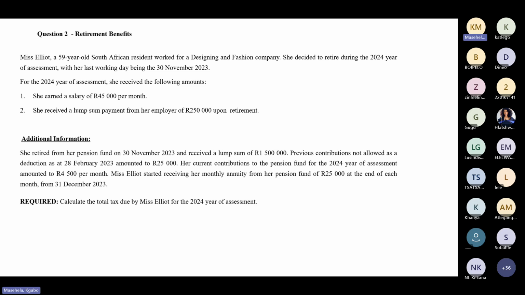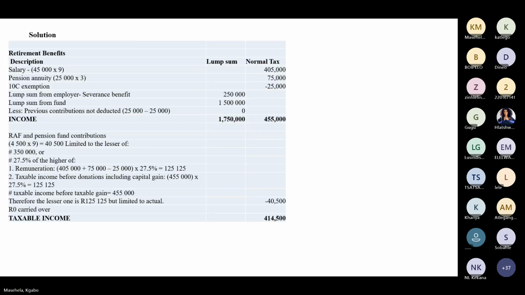Calculate the total tax due or the total tax liability of Ms. Elliot. Look at this. Salary 45,000 multiplied by 9. It's 9 months, because they say her last day was on the 30th of November. From March to November, it's 9 months, because November we must take into account because it is for a full month. We take that into account, 405,000.